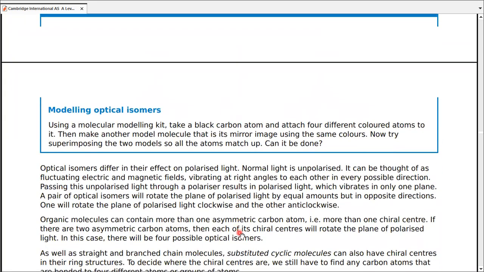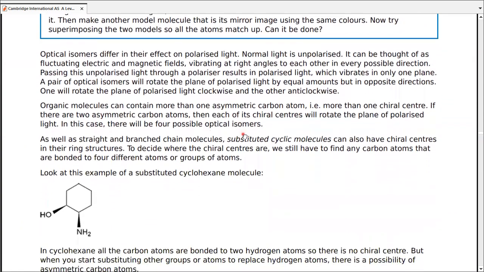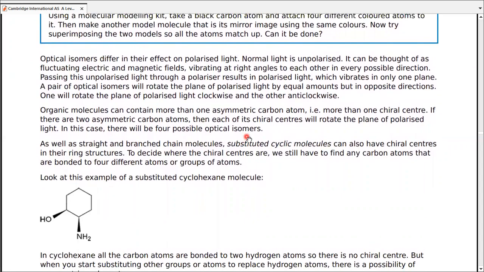So for modeling optical isomers, we actually use modeling kits. The modeling kits are really easy to work with in labs, but here we are going to explain it a little bit more. Now, why are we stressing optical isomers so much? There are a few points, a couple of them related to physics and the rest related to chemistry, that we need to understand before we move on with optical isomers. So optical isomers actually differ in their effect on polarized light. I hope you understand what plane polarized light means.